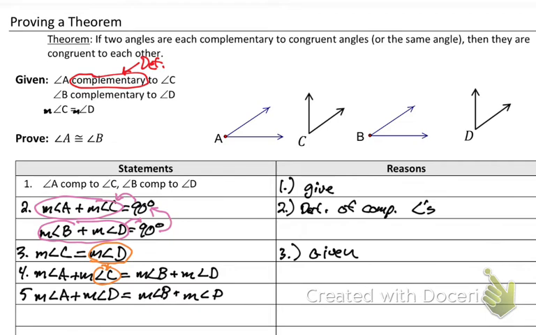Ooh, I forgot to write down stuff. Step 4 should have been transitive. I hope you put that down and you're not just waiting for me to write it. Step 5 will actually be substitution because I'm substituting something into the equation.